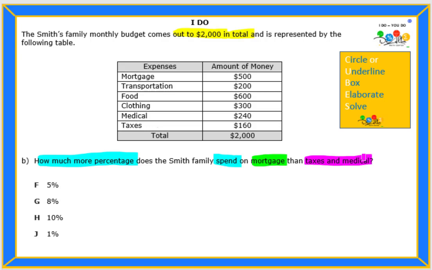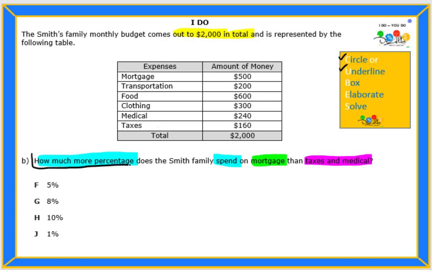But if you notice, they're asking the difference between mortgage and taxes and medical. So the first thing I'm going to do before I set up my percent box is to figure out that important piece of information. So once again, let's look at our CUBES strategies. I want to make sure that we know that we did circle or underline. In this case, we highlighted the important information. Once again, we're going to box in the question, so we want to read it twice, make sure we understand what the question is asking.